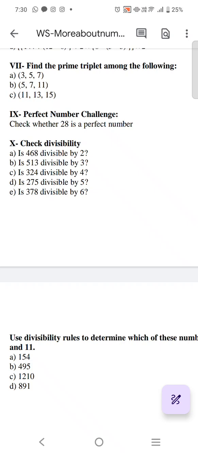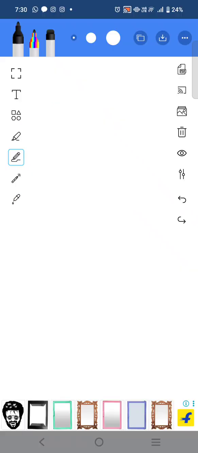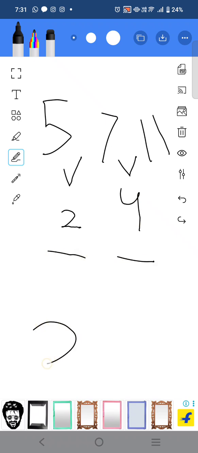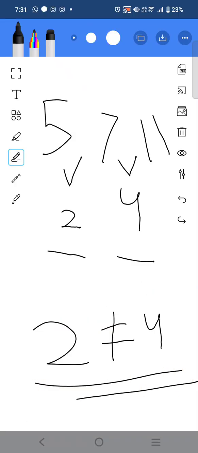So basically, prime triplets are the numbers which are... For example, there are three numbers written here: 5, 7 and 11. Now, 5 plus what equals 7, which is 2. 7 plus what equals 11, which is 4. They both are not the same numbers. 2 is not equal to 4. So we can't say that they are prime triplets.